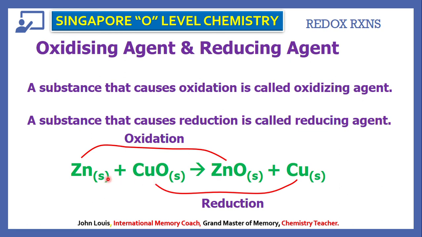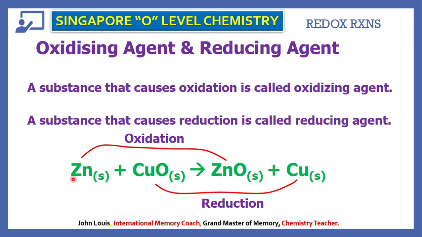Okay, what happened to copper oxide here? Copper oxide is converted into copper. So what change has taken place? Copper 2 oxide loses oxygen to form copper. Therefore it has undergone reduction. What causes that reduction to take place? Zinc. So zinc reduces copper 2 oxide into copper. Therefore zinc is a reducing agent. So zinc has undergone oxidation but acts as a reducing agent. Copper 2 oxide has undergone reduction but acts as an oxidizing agent.